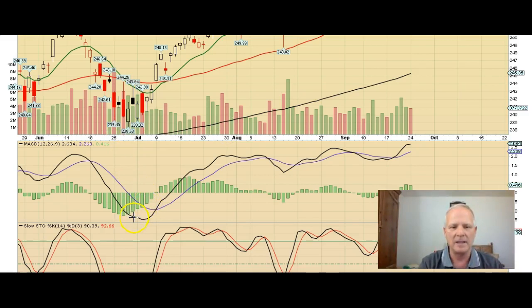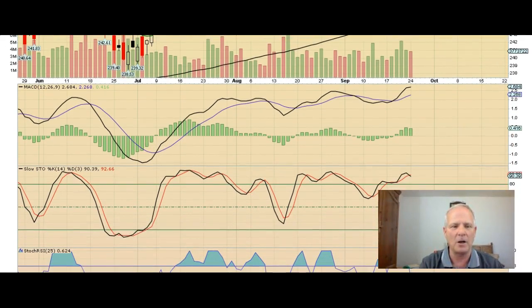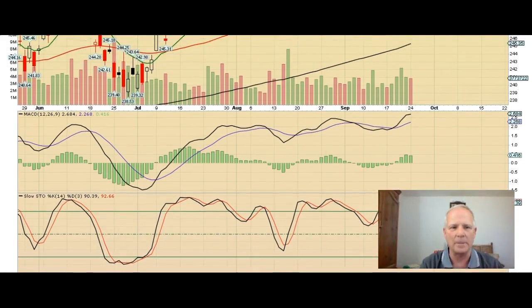That's telling you that this MACD is going to be moving higher. And then, of course, the star of the day here is the stochastic. We're going to be watching the stochastic to get our buy signal.